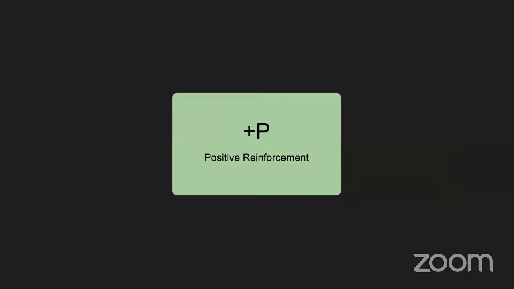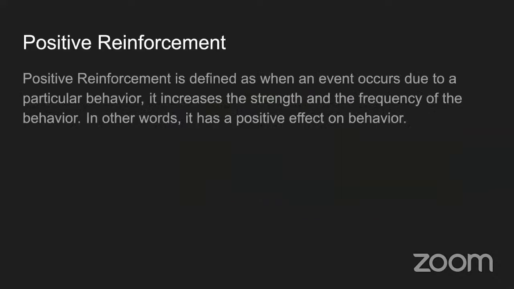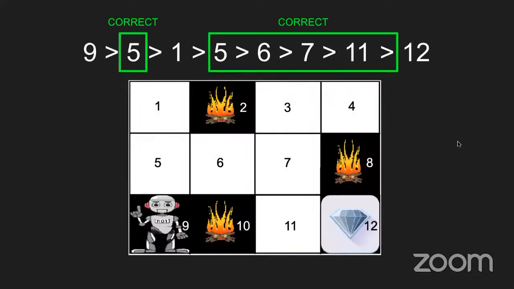So positive reinforcement is defined when an event occurs due to a particular behavior, then this reinforcement increases the strength and the frequency of the behavior. In other words, it has a positive impact on the behavior. Okay, how would you look at this in this current context?